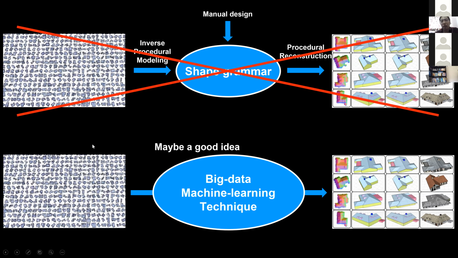So the potentially good idea is maybe we solve inverse procedural modeling and procedural reconstruction all together in one step. Just consume a bunch of examples, learn the types and patterns of buildings automatically, implicitly, with big data machine learning techniques. Then maybe do some reconstruction. So this has some lessons. Bad, maybe another one.